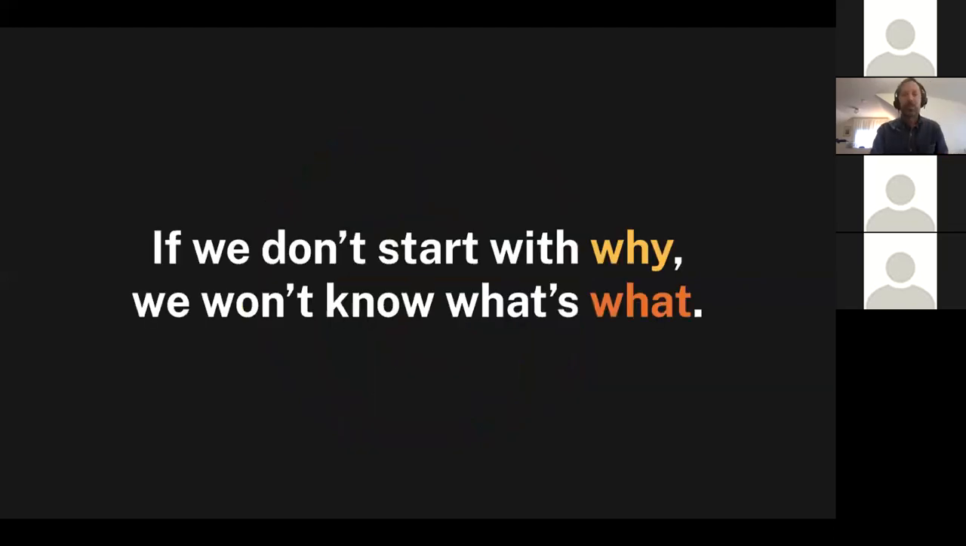A pithy way of thinking about it is, if we don't start with why, then we won't know what's what. We can't start at the code level. We have to start at the principles layer and think about what we're doing at that broad level. Otherwise, we're just going to work willy-nilly, and we'll backfill reasoning after it, and eventually everyone will be sad.